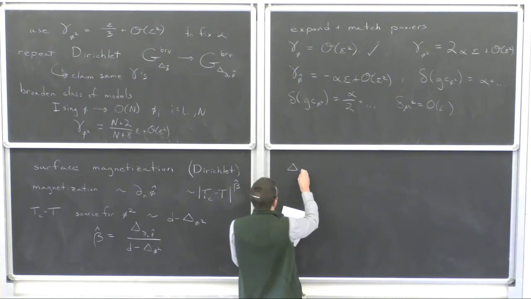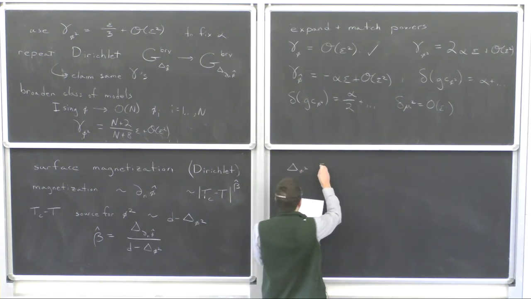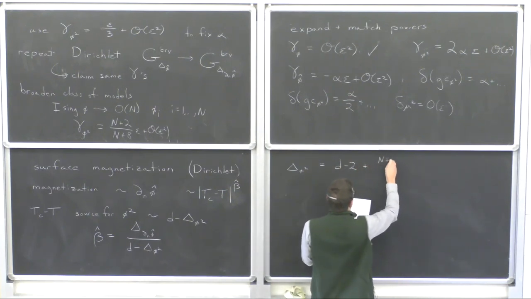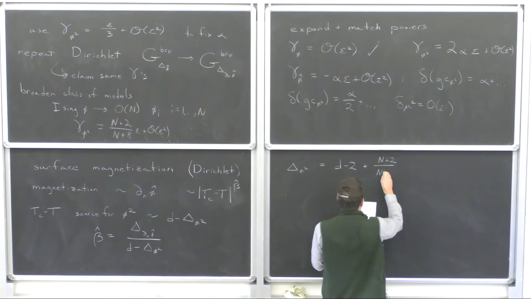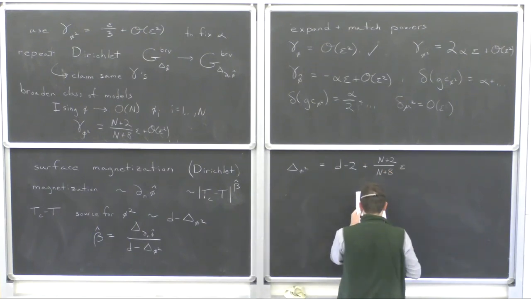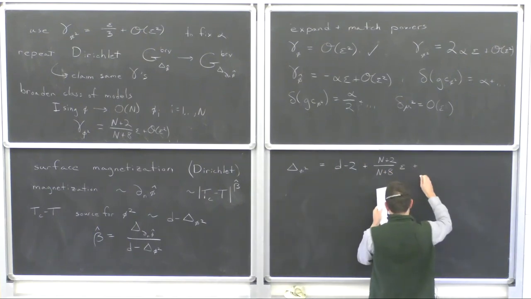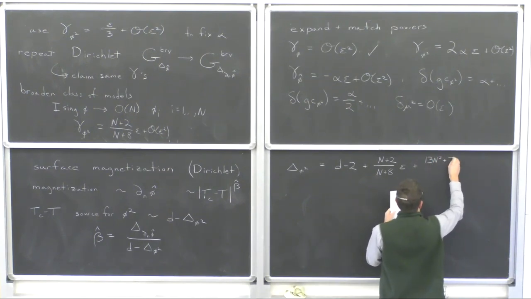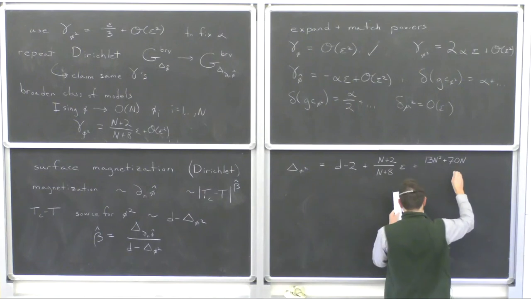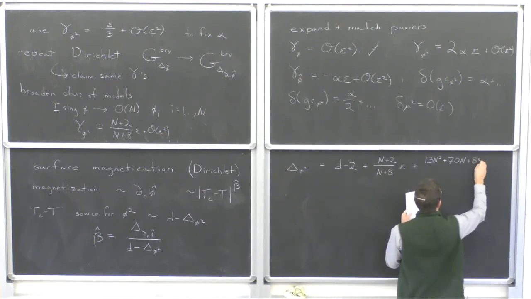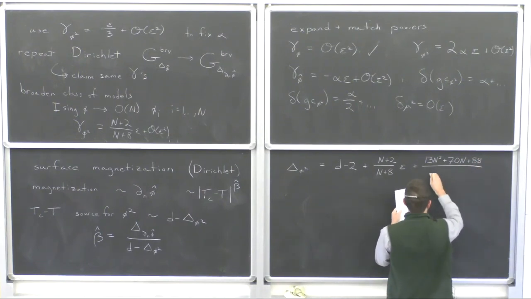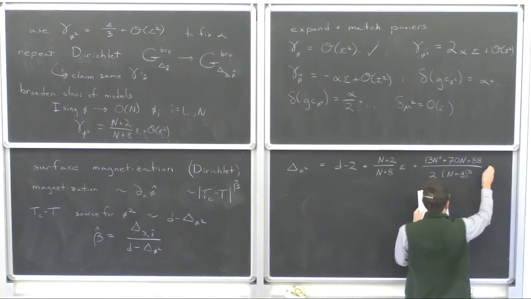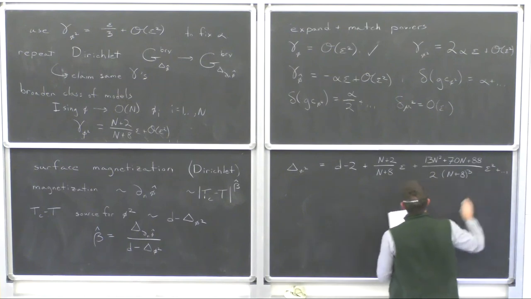So let me just quote the result. Delta phi squared is the free field result, plus the result I just quoted, but derived in the case n equals 1, plus a new contribution that I'm just copying from papers in the literature that have been around since the early 80s.